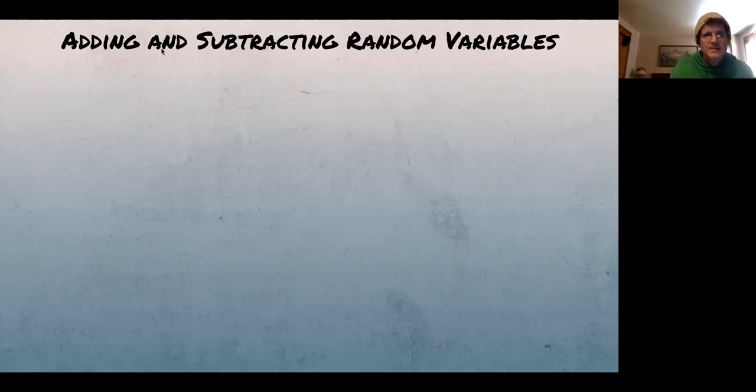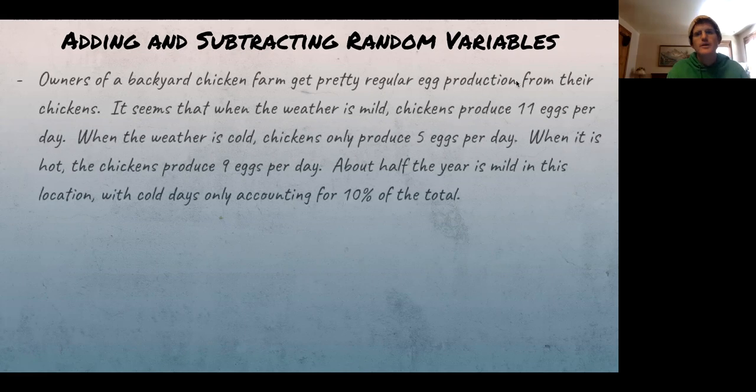This is not adding and subtracting a constant to a random variable. This is adding and subtracting random variables themselves. So if you have 2 random variables, what do we do when we want to combine them? Well, we're going to do this with a scenario.